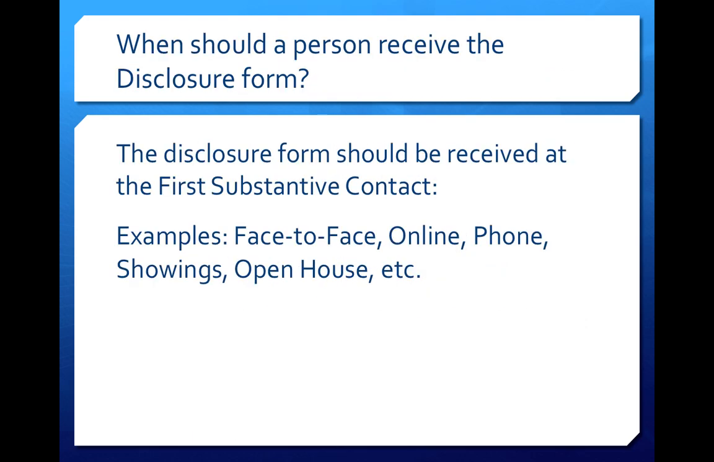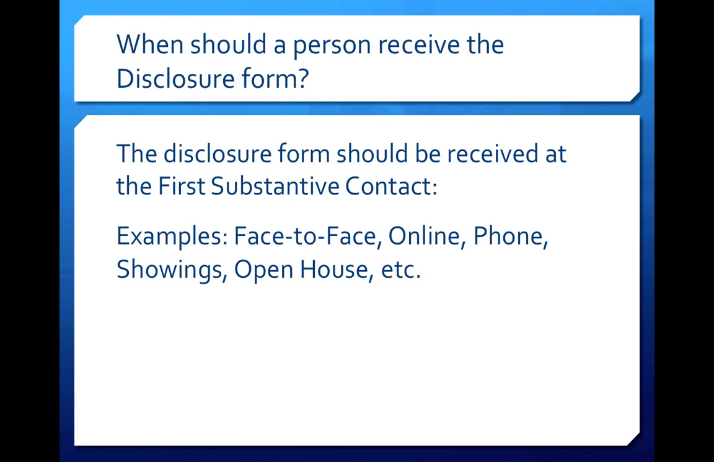When should a person receive this disclosure form? The disclosure form should be received at the first substantive contact. What does that mean? Well, if you guys met up for coffee to talk about real estate and you're talking about how you want to buy this property, then that's when they should at some point give you this agency disclosure form, because that's face to face.